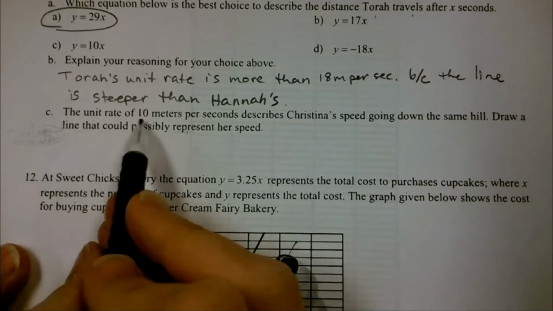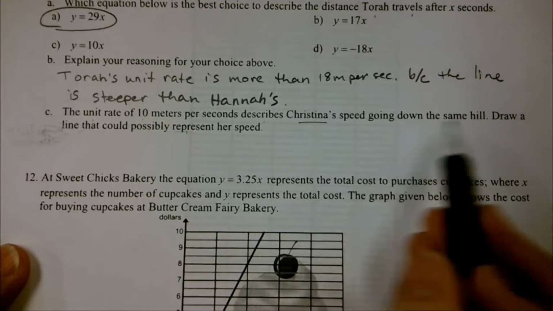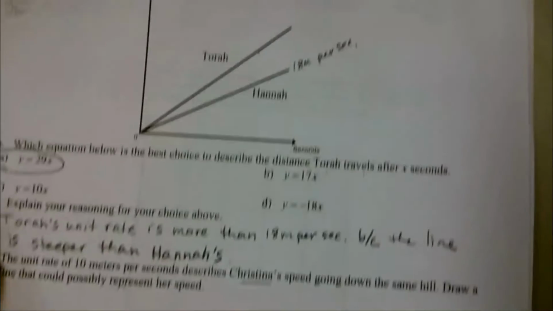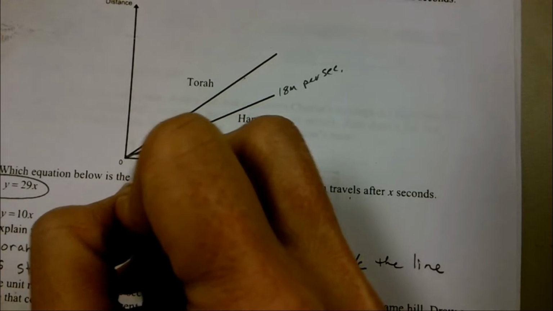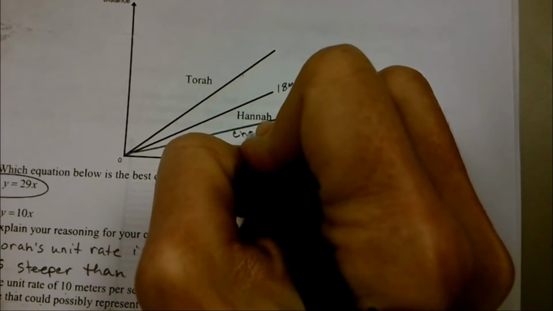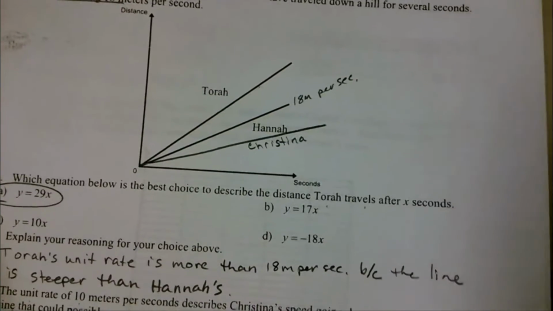So now it says the unit rate is 10 meters per second. That describes Christina's speed. Draw a line that could be a possible representation for her speed. So it's 10 meters per second, so it's going to be underneath Hannah, and quite honestly, anywhere underneath Hannah would be fine for Christina's speed.